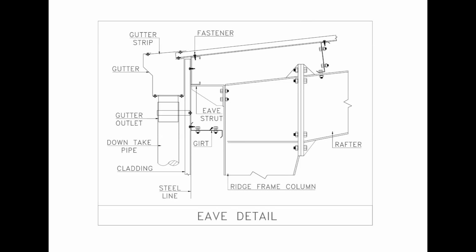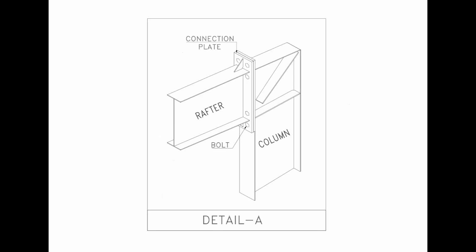This is an important interface because several systems meet at one location: the roof sheeting, wall cladding, secondary steel framing, and rainwater drainage system. Proper detailing at the eave helps prevent water leakage and ensures that the roof and wall systems are properly connected. Now we move to the steel connection details.